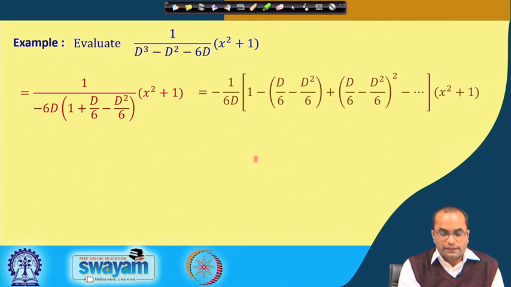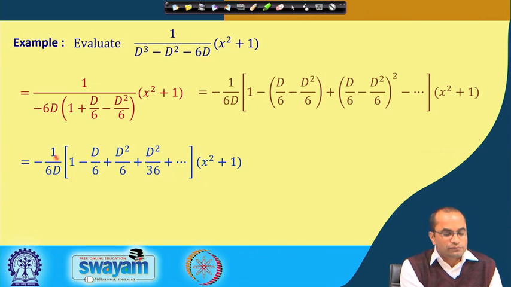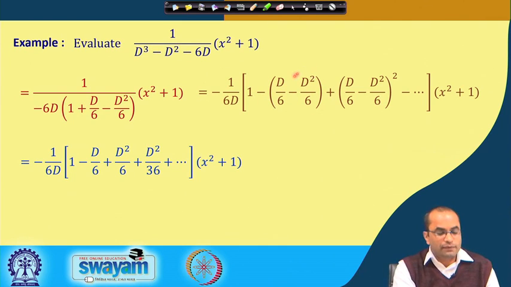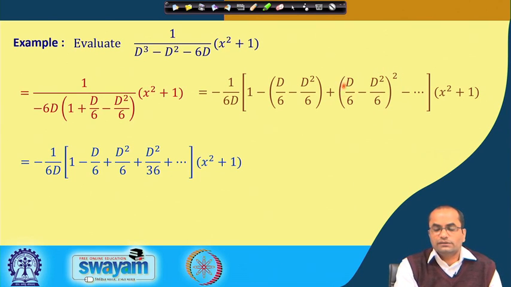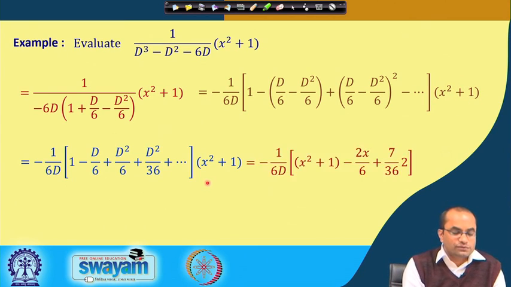Now we will collect only the D square term from here. We have minus 1 over 6D times 1 minus D by 6 plus D square by 6, and from this term also we will get one D square term, that is the square of this D by 6, so D square by 36. All other terms of this square will be D cube and D 4, but they will make this x square plus 1 zero, so we do not have to consider those terms.